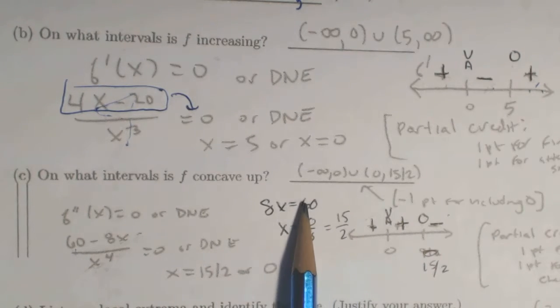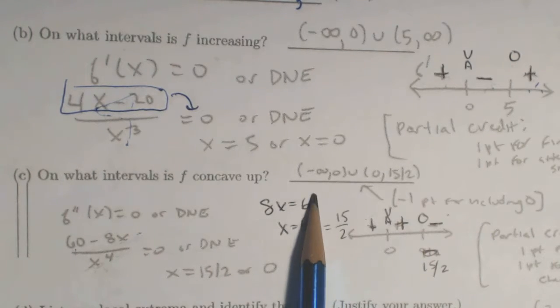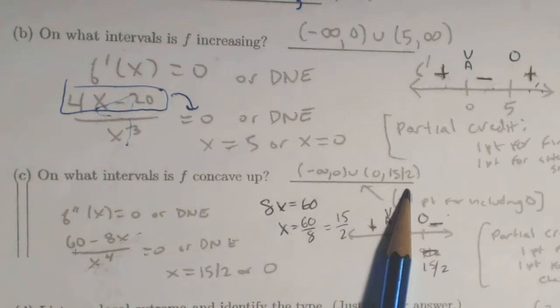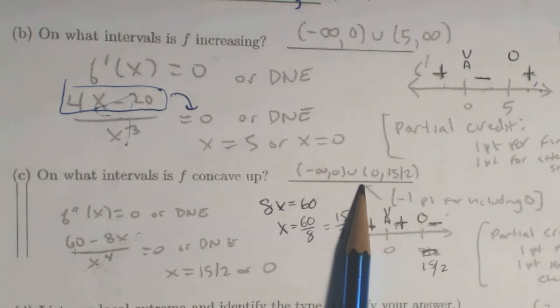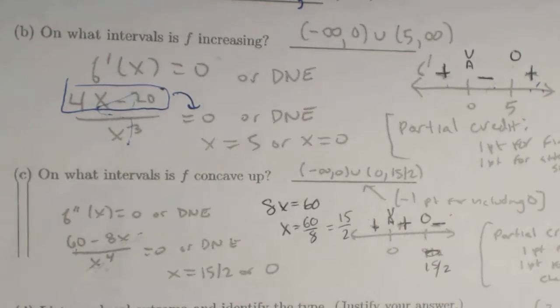So we know that we are concave up where we see the plus signs, that is negative infinity to 0 and 0 to 15 halves. Again, that could be a comma, and you do want to split them into two intervals whenever you're on each side of an asymptote. I think that answers all the questions on that page.